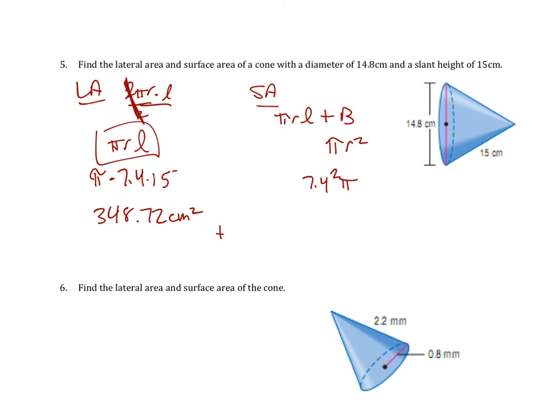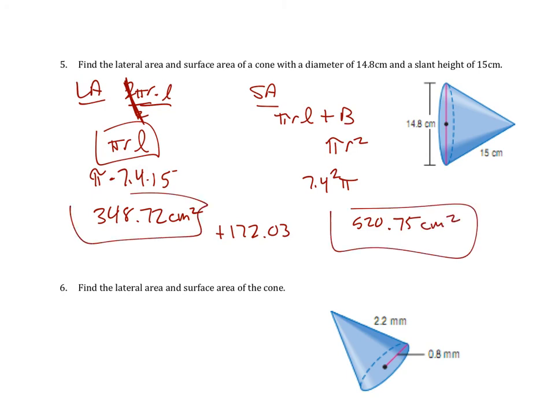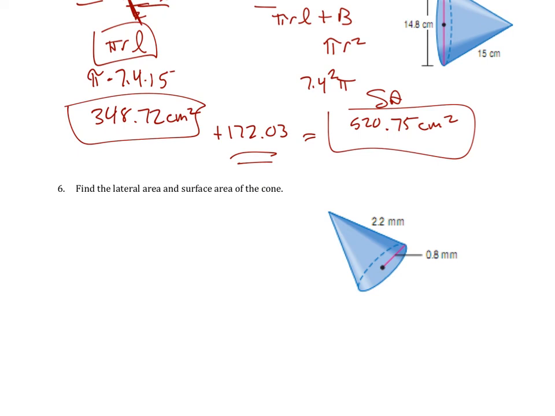And that's going to be 172.03. So I add that to the 348.72. And that's going to be 520.75 centimeters squared. So there's my lateral area. I add that. There's my surface area. Okay, last piece here. Lateral area. Remember, pi times radius times slant height. Surface area, I'm going to add pi r squared to this.